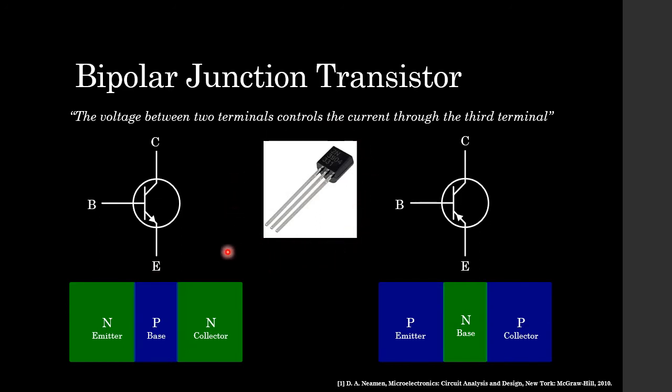And when we look at the B, C, and E, or base, collector, and emitter, we can see that they are basically PN junctions. And we have two PN junctions in our bipolar junction transistor. And we can configure this in an NPN configuration or a PNP configuration, where in the NPN we have the emitter, which is the N-type, the base, which is a P-type, and the collector, which is an N-type. And similarly with the PNP transistor, the emitter is a P-type, the base is an N-type, and the collector is a P-type.